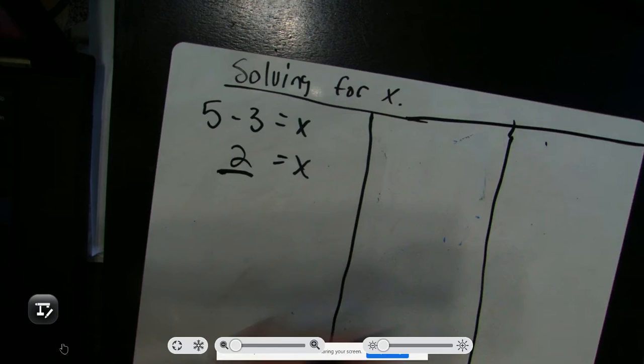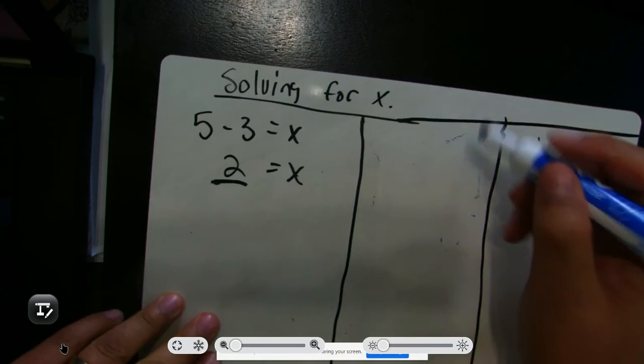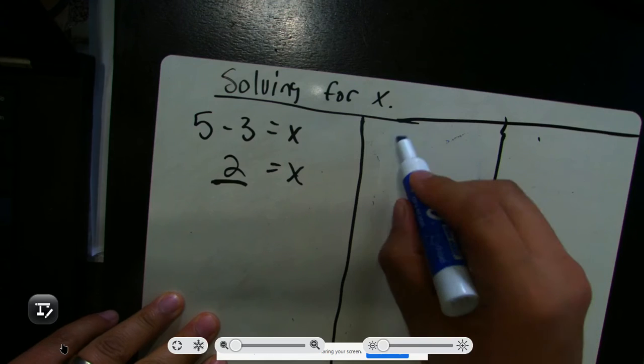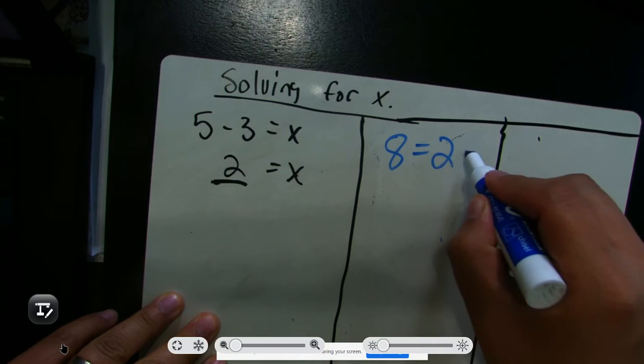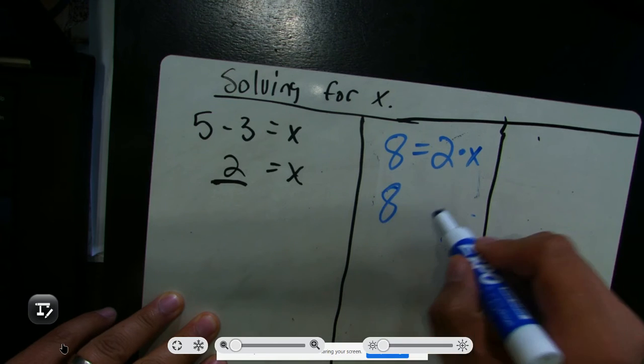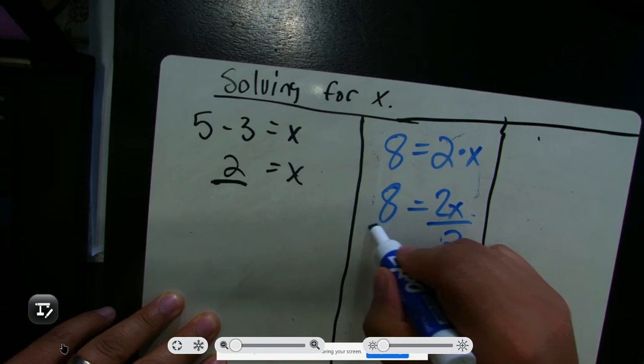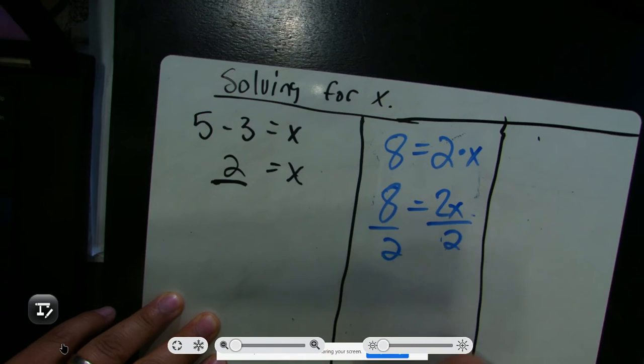The next one, I'm going to change colors real quick. Go with blue. The next equation, we had two expressions where 8 is equal to 2 times some unknown value, okay? So what does that unknown value x equal? Well, I'm going to rewrite it. I'm going to undo multiplication between 2 times x, and I divide both sides by 2. That's all, I undo multiplication. I'm left with 8 divided by 2 is 4, sorry.